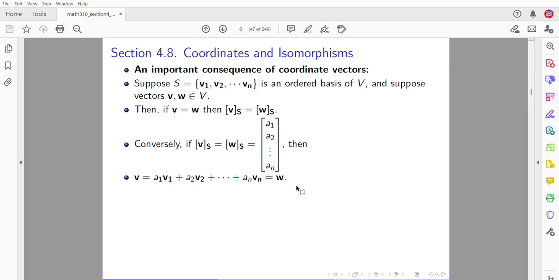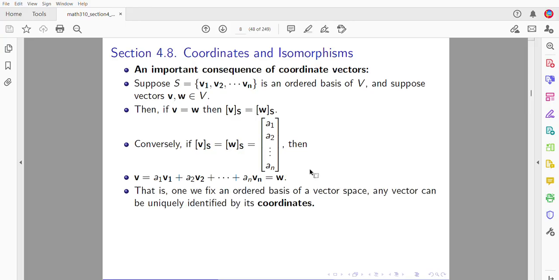So notice this is very important. v equals w automatically implies the coordinate vectors are equal. On the flip side, coordinate vectors being equal also implies v equals w. So once we fix an ordered basis of a vector space, any vector can be uniquely identified by its coordinates. So once you know the coordinates, you know the vector.